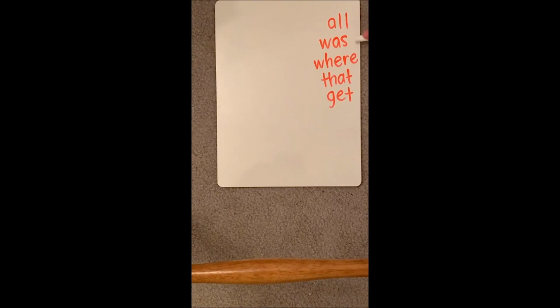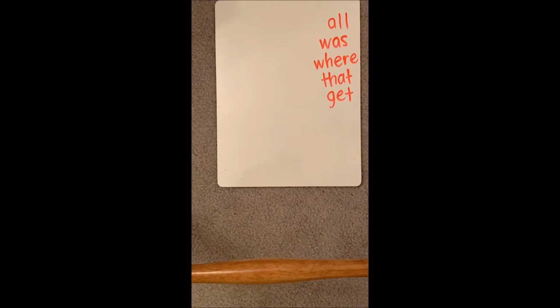All, was, where, that, get. What do you notice about these words? Well, I noticed that these 2 words start with the same letter. Was starts with W. Where starts with W. Was, where. Do you remember this one? All, was, where, that, get.